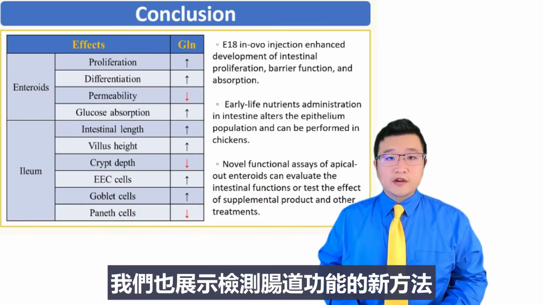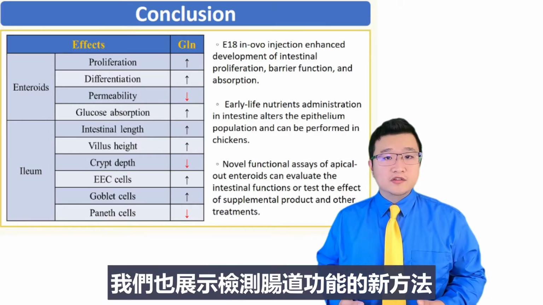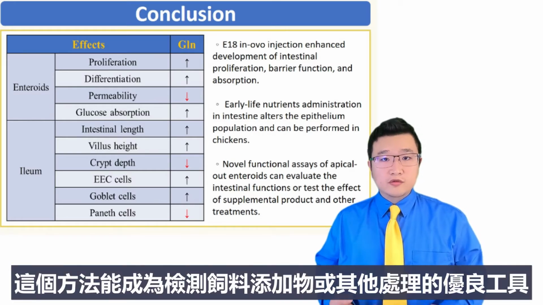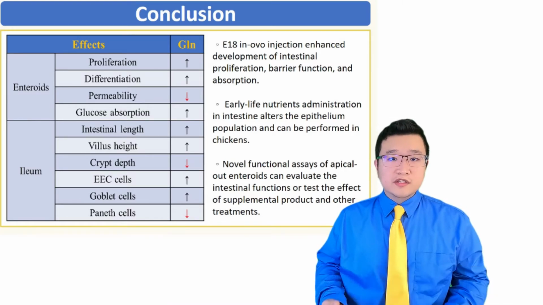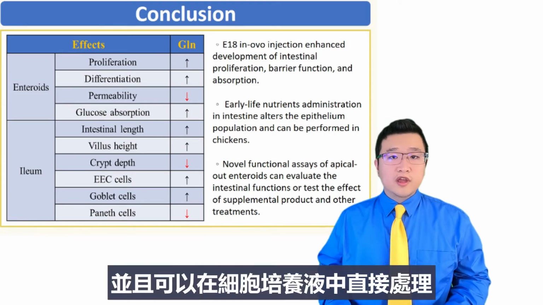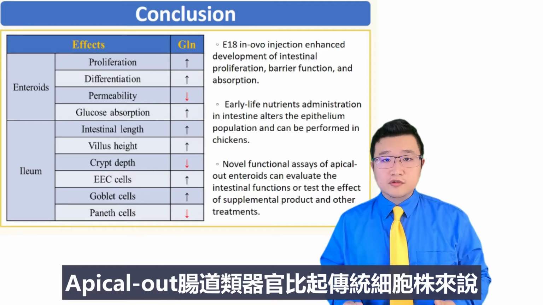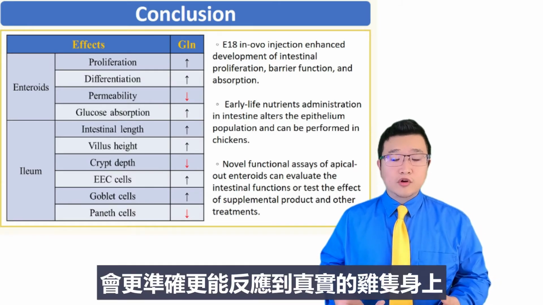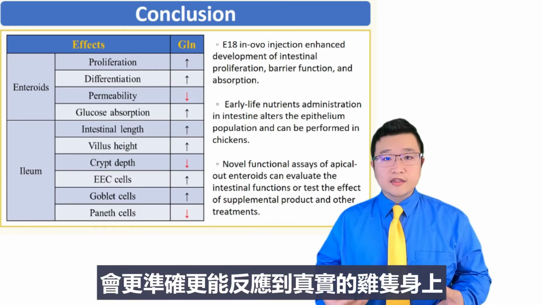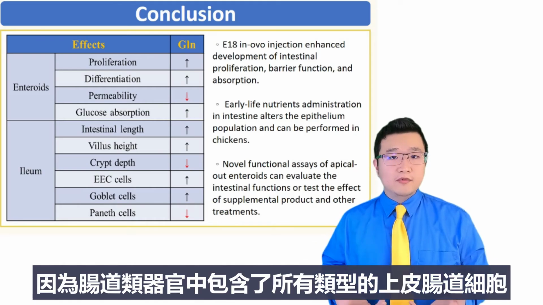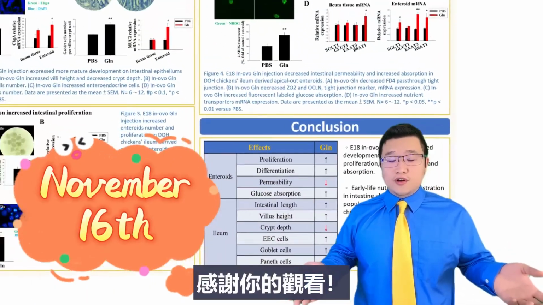We also demonstrate a novel way to quantify intestinal functions, which will be a great tool to evaluate supplemental products or other treatments, since it's easier to do and you can directly treat in the culture media. Moreover, the current apical-out enteroid functional analysis is more accurate than the cell line model because they contain more types of epithelial cells.